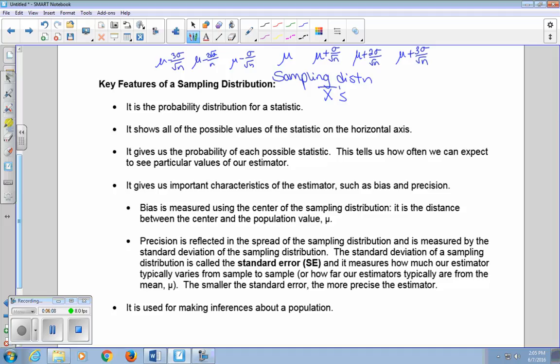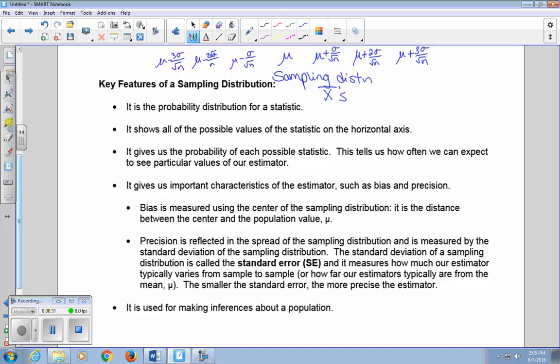Bias is measured using the center of the sampling distribution. It's the distance between the center and the population value. Precision is reflected in the spread of the sampling distribution and is measured by the standard deviation of the sampling distribution. The standard deviation of a sampling distribution is called the standard error.